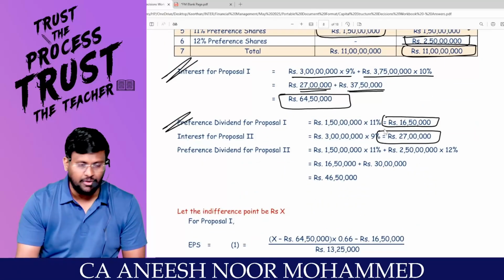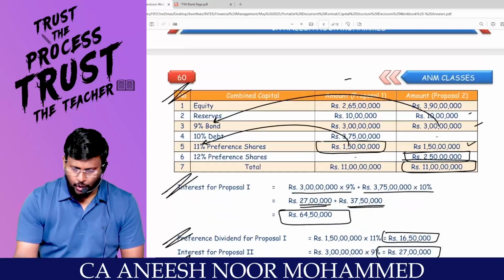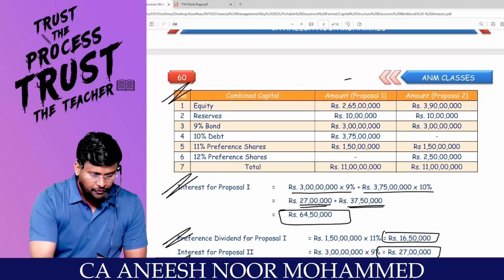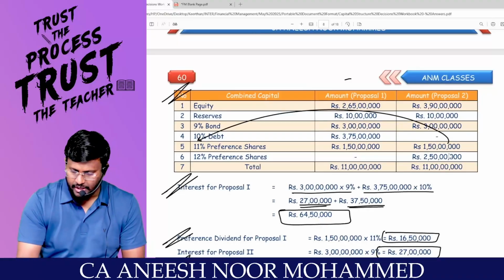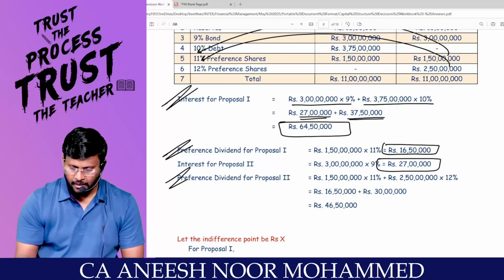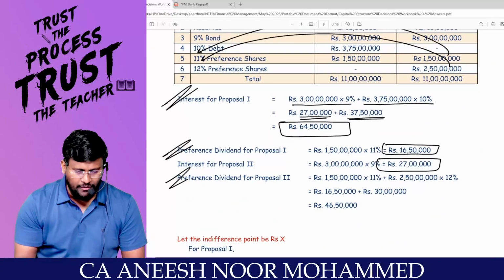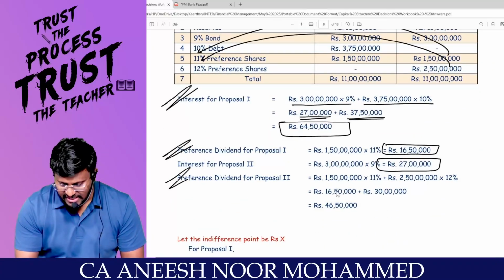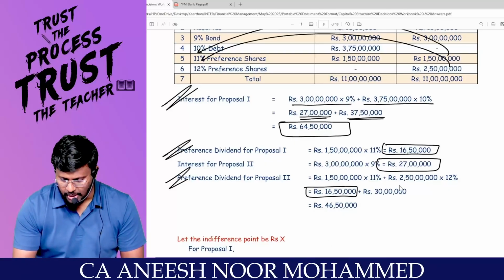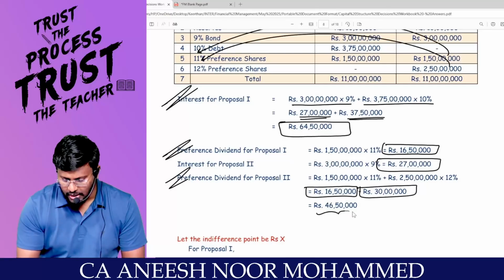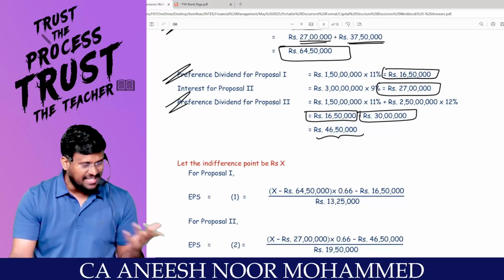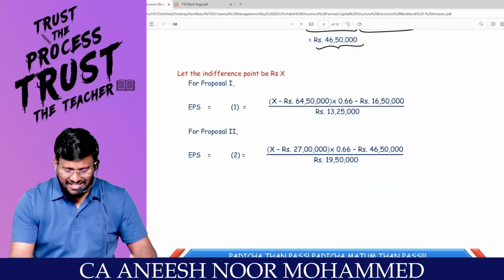27 lakhs. Comfortable. Preference dividend for proposal 2. Already I am having preference shares of 1 crore 50 lakhs into 11%, and 2 crore 50 lakhs into 12%. Correct? So 1 crore 50 lakhs into 11% comes to 16 lakh 50,000, plus 2 crore 50 lakhs into 12% comes to 30 lakhs. Total comes to 46 lakh 50,000. Comfortable? That's it. Now all the basic data has been done.